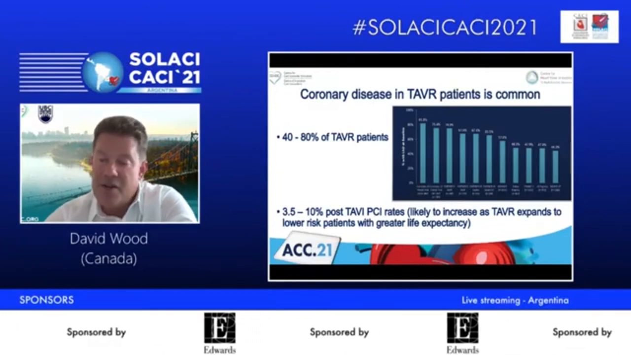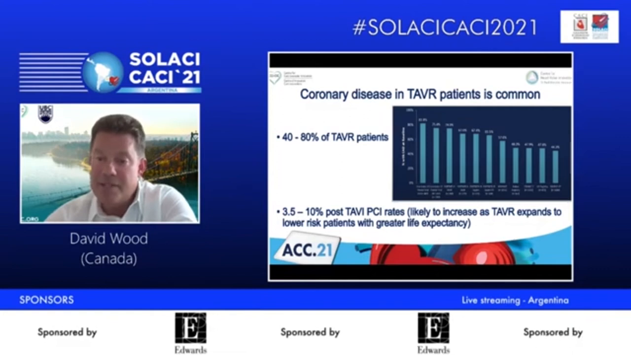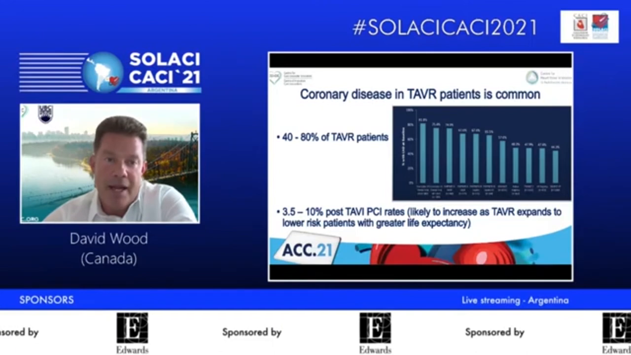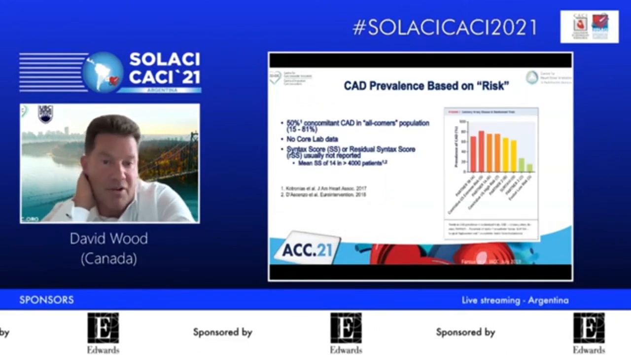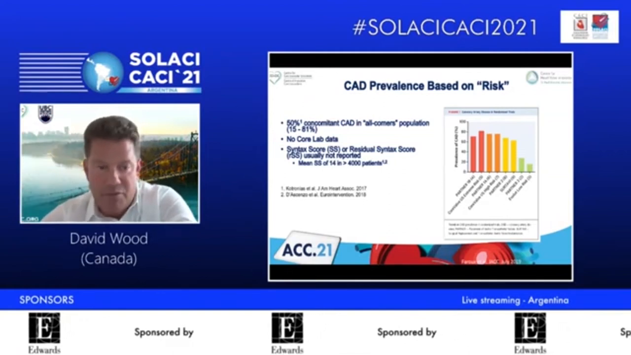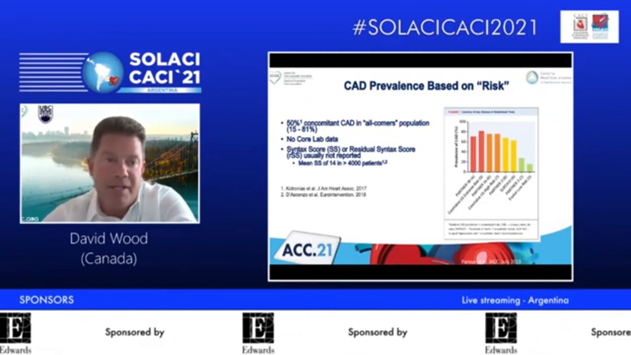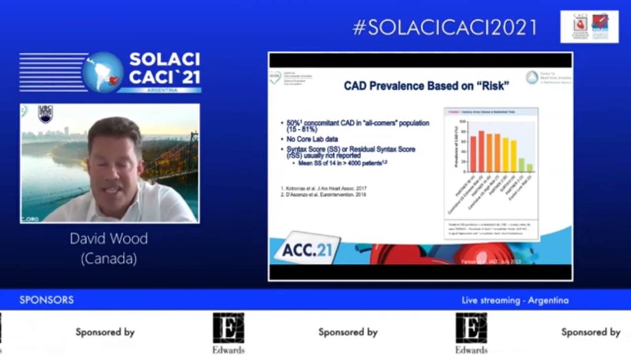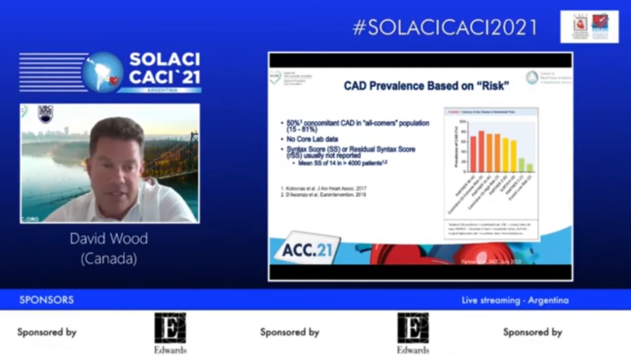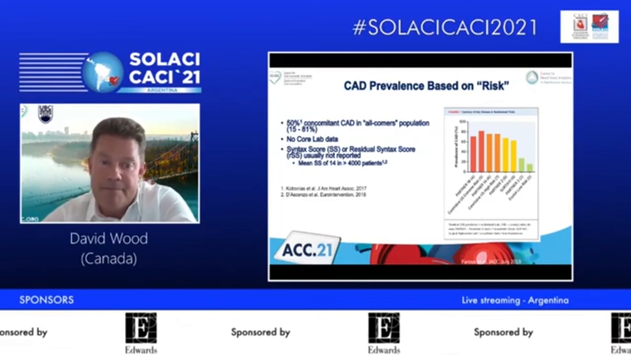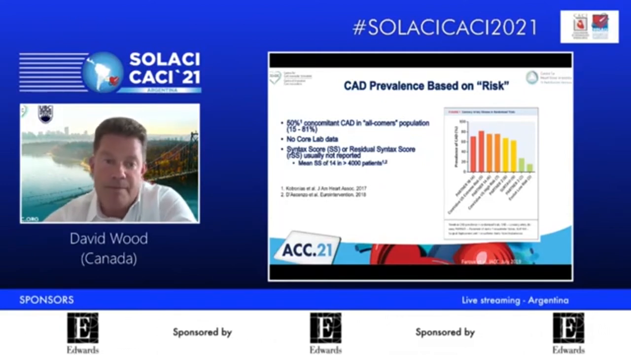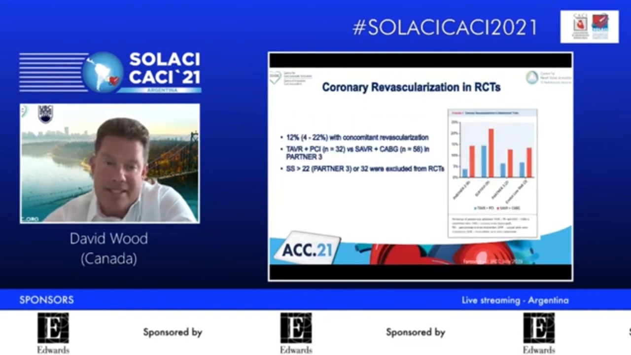And we heard about some very exciting low risk studies in very young patients coming out of Lars's group, which I think will inform practice significantly. The coronary artery disease prevalence is based on risk. On average, about half the time, this was a wonderful review by Joseph and his group, patients are going to have coronary disease, never been core lab adjudicated, which I know Philippe and myself and others are huge fans of, and no look at the residual or the mean SYNTAX score.